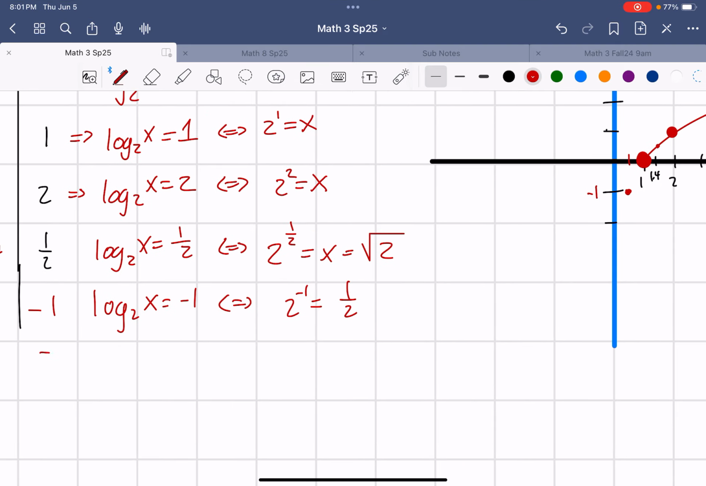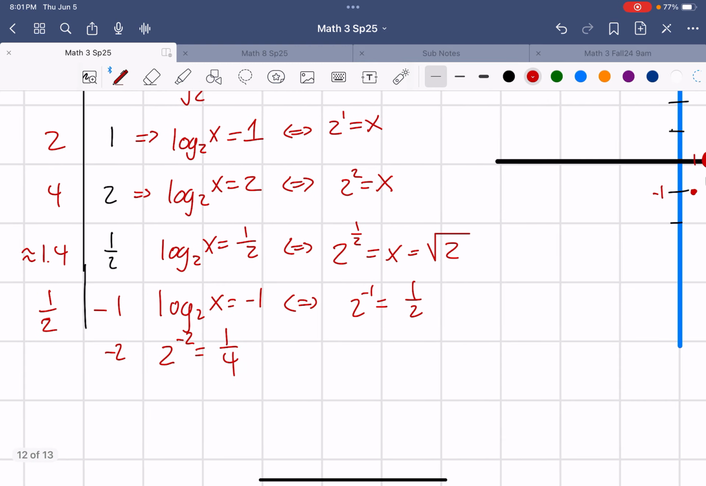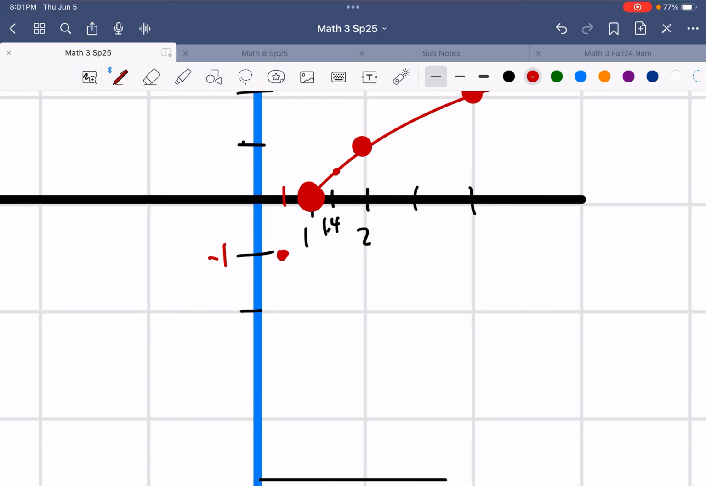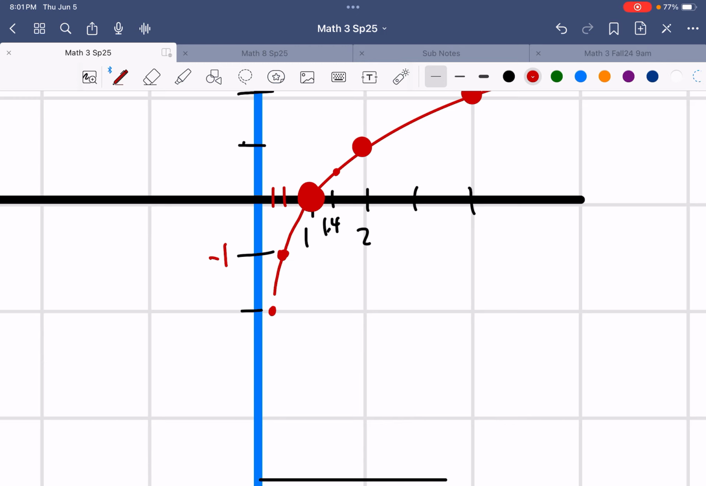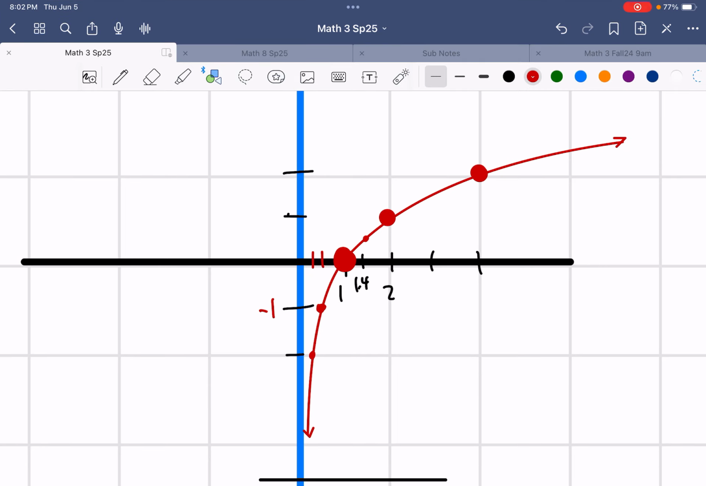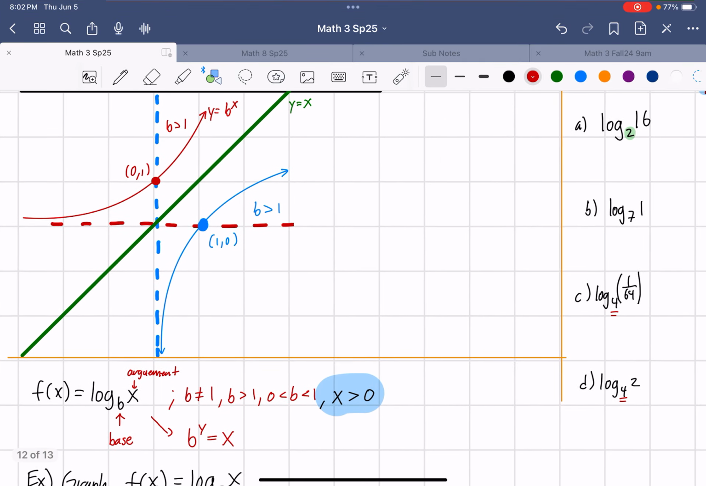Now what would -2 look like? For the sake of time, that's going to be 2 to the -2nd power, which is going to give us 1/4. So the x is 1/4, which is here now, but our y is -2. So you can start seeing how it's getting closer and closer to that vertical asymptote. It just keeps doing that forever. And it's what we said the logarithm would do.